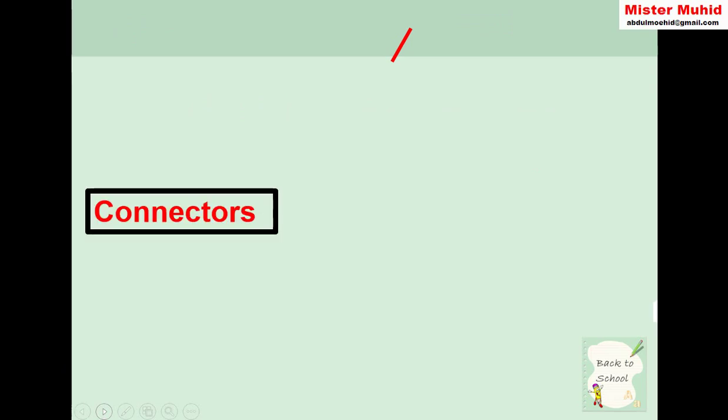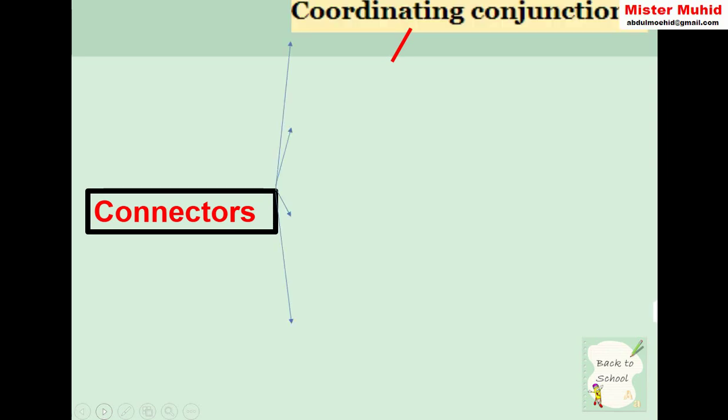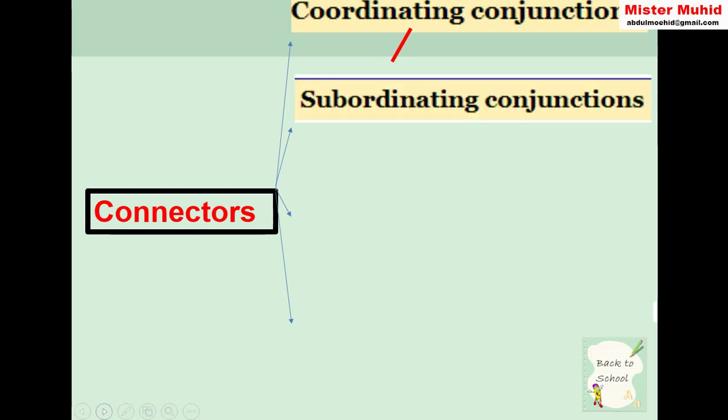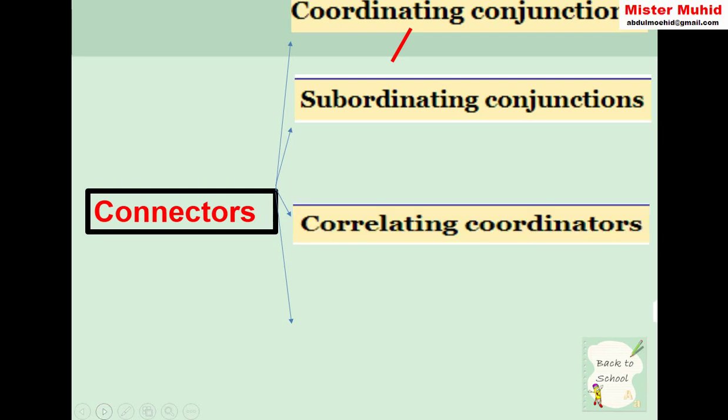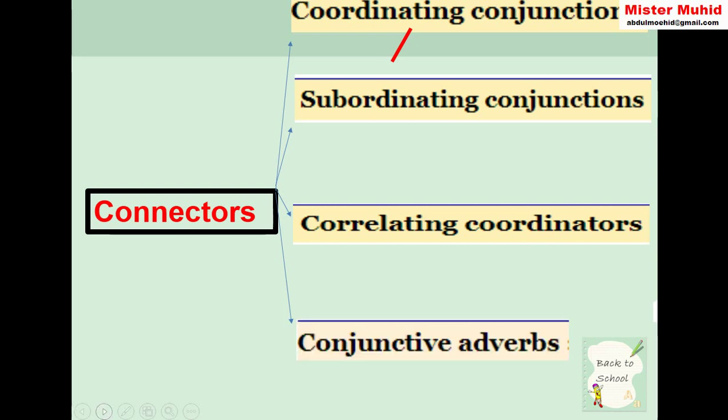Okay. I want to tell you first, there are some connectors in English. I divide them into 4 in this case. The first is coordinating conjunction. Number 2, subordinating conjunction. Number 3, correlating coordinators, or maybe correlative, sometimes like that. And then conjunctive adverb. Okay.